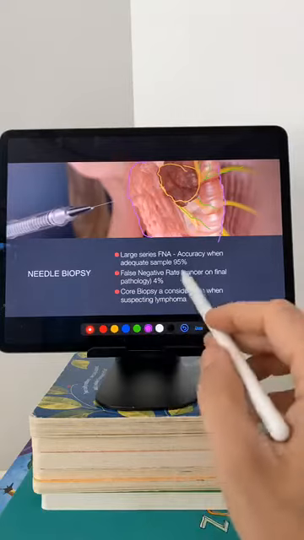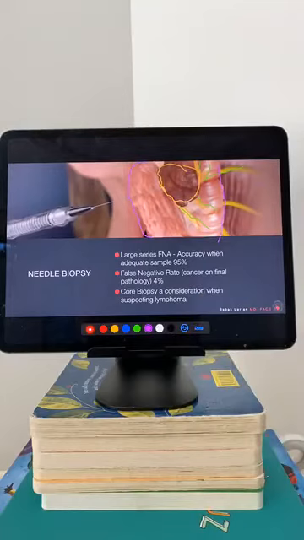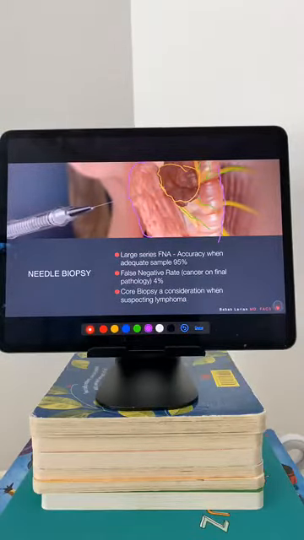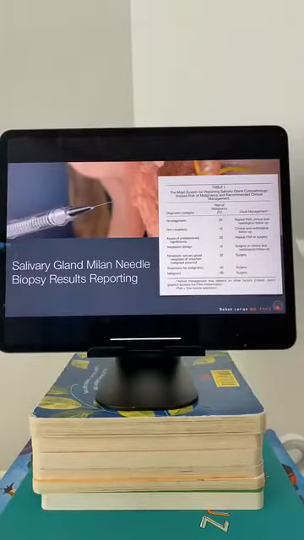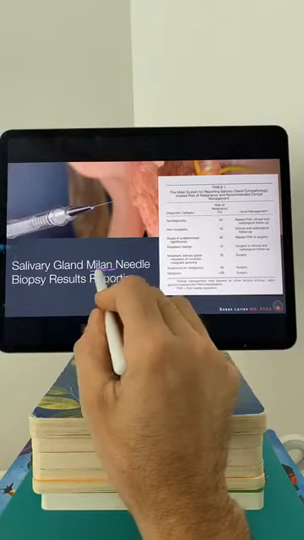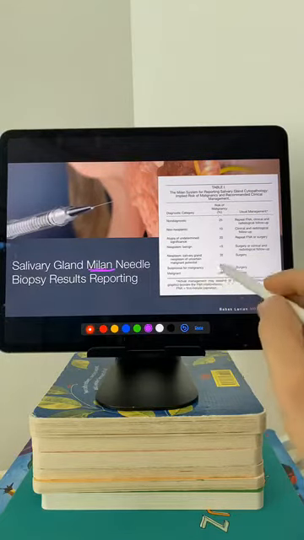So the accuracy can be about 95%. 4% of the time it can tell you that it's not cancer, but on final pathology you may find that there is some cancer. And if the suspicion is that it's lymphoma, a needle is not going to be able to get an adequate amount of cells to tell you if it's a lymphoma or what type it may be. Right? There's a reporting system for salivary gland. It's called the Milan reporting system. Right?